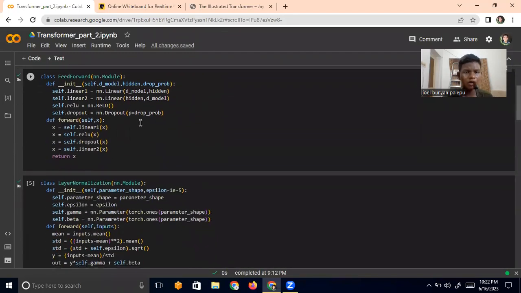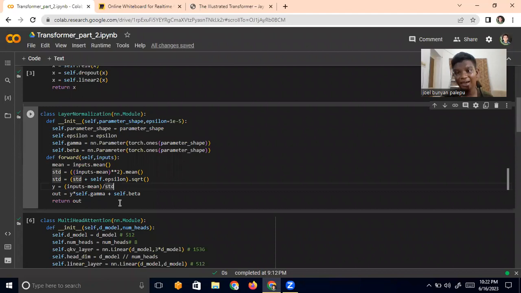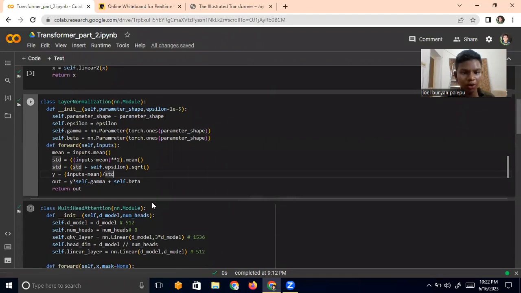So we are going to have 2 linear layers, a dropout and ReLU, and then we're going to do layer normalization. Again, I've specified this in the last video. Nothing new. So we're going to have parameter shape, epsilon, gamma, beta. Gamma and beta are parameters that are going to be updated, that are going to be optimized. So we're going to have this forward function, which will calculate the mean and the standard deviation. We'll subtract the mean and divide by the standard deviation in order to make the training more stable. I've already told you, because of the computational power, and to actually make the model.